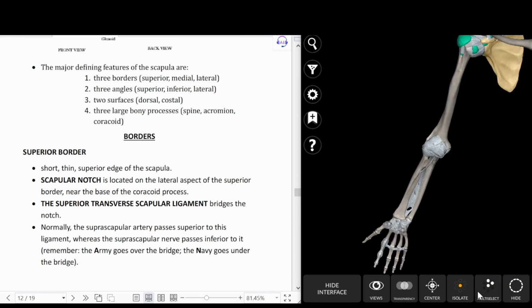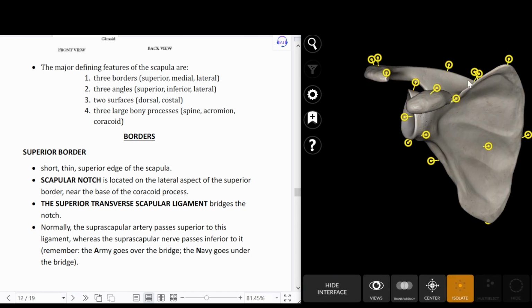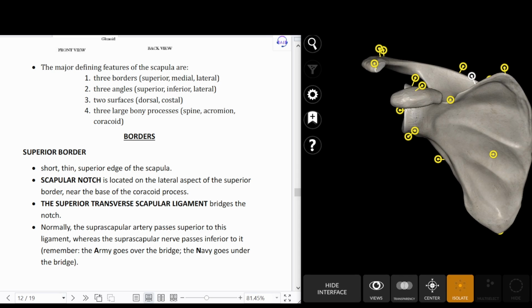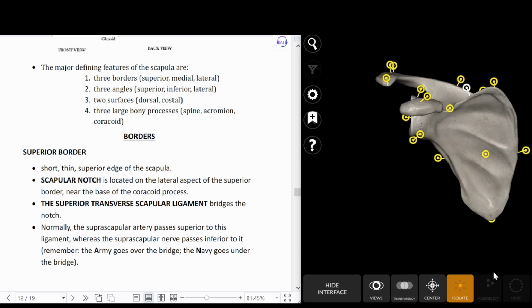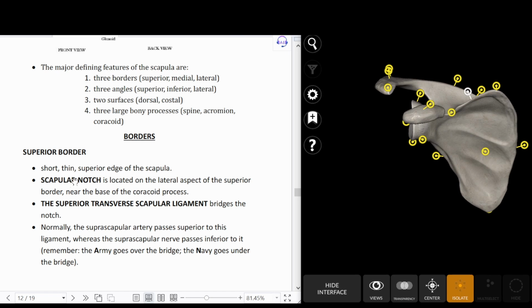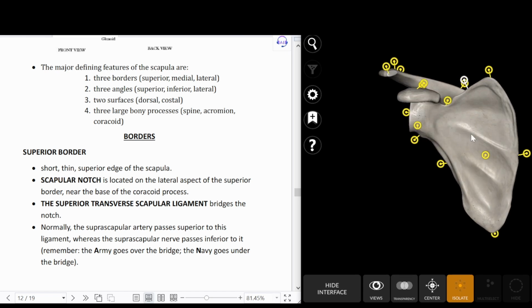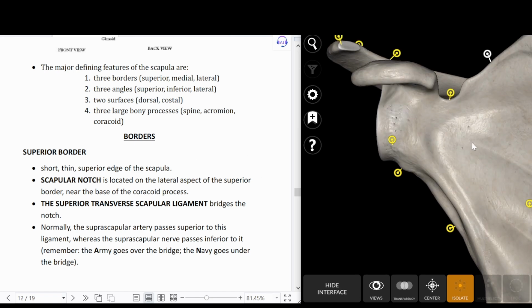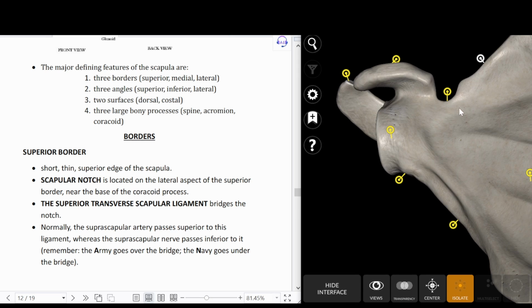So if you see the superior border, this is your superior border. This whole is your superior border. The superior border is a short, thin superior edge of the scapula. Now there is a scapular notch which is located on the lateral aspect of the superior border, just near to the base of the coracoid process. This is your coracoid process and it's located near its base.